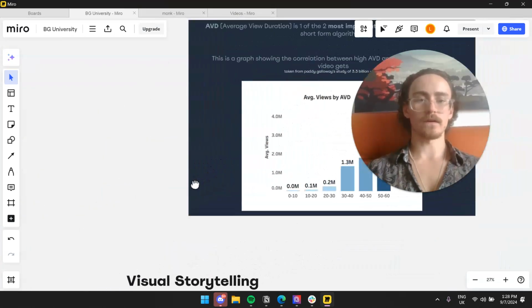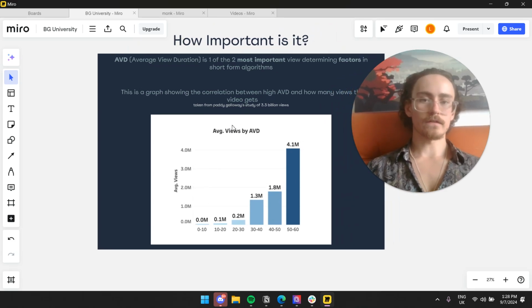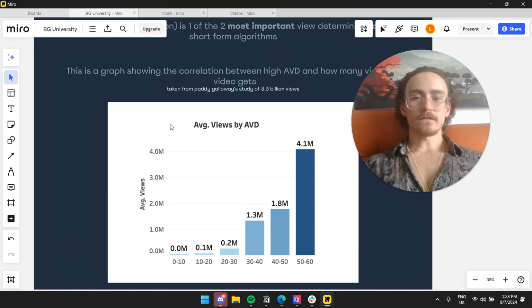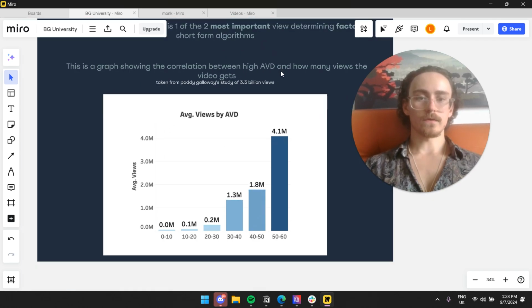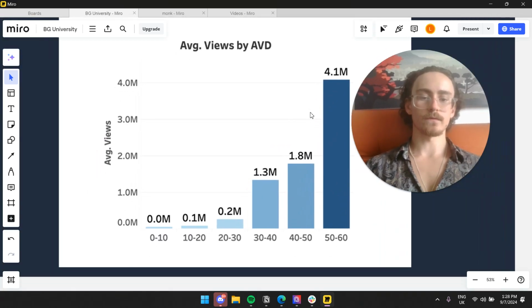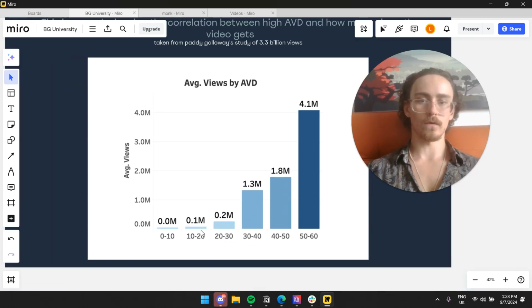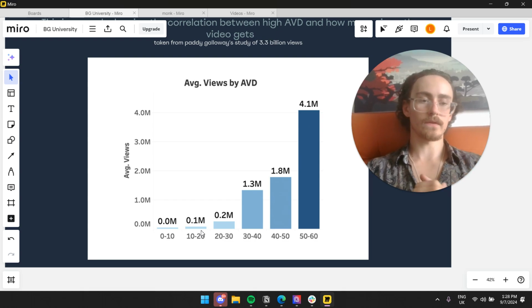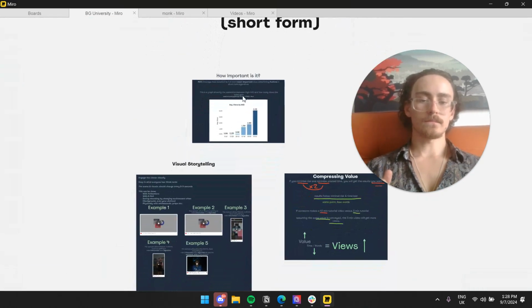So the basics of it are: average view duration is one of the two most important determining factors in how many views the algorithm gives your video. This is a graph showing the correlation between high average view duration and how many views the video gets. This is YouTube Shorts, and it's probably taken from entertainment content, but the concept remains, okay? The longer you retain a viewer, the more views the algorithm will give you. So how do we do that?